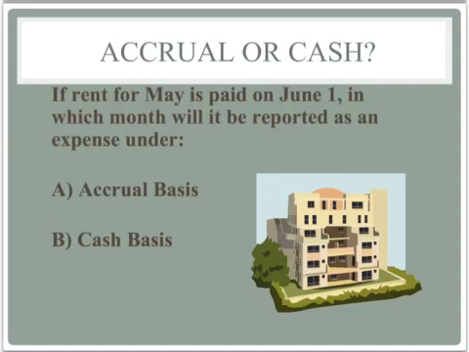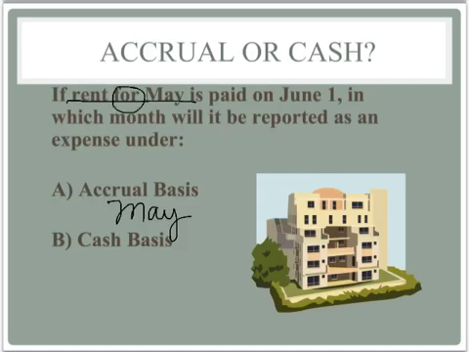Let's look at an example. Accrual or cash. If rent for May is paid on June 1st, in which month would it be reported as an expense under A, the accrual basis, and then we're going to look at B, the cash basis. Under the accrual basis of accounting, rent for May is paid on June 1st. What month are we going to record this as an expense? Accrual basis. It's going to be May. Why? Rent for May. It's for that month.